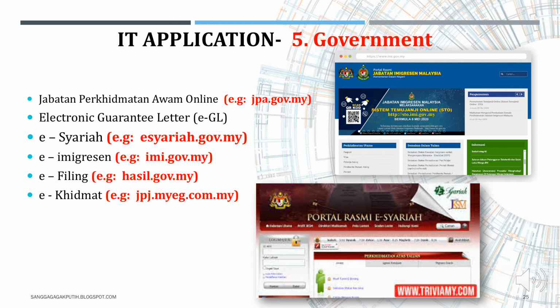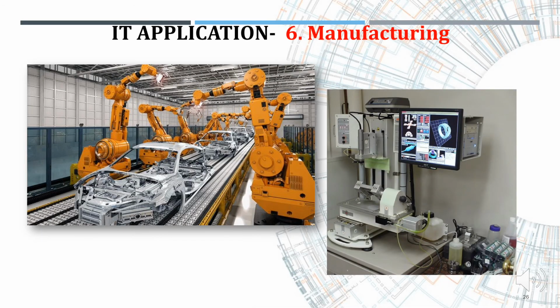For example, if you want to renew your passport, you have to book the date. These are examples of applications provided by the government. In manufacturing, in the factory, they use robots, machines, all the technology they have to use in the manufacturing sector. So this is how technology works for all sectors.